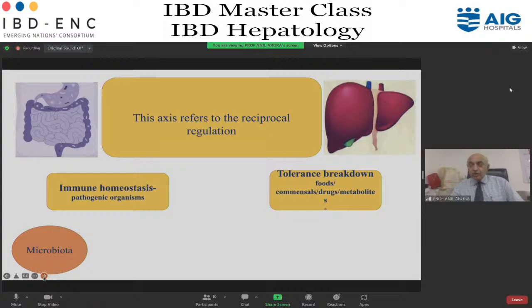Whatever you eat is not rejected by the body. In fact, it is taken to the liver, where the liver says this is something which has to be tolerated. So what is this all due to? A balance between cases that will get rid of the pathogenic.